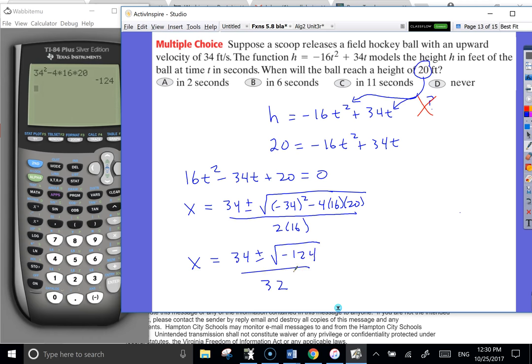So what kind of answers, if we continue solving, what kind of answers would we get? Imaginary. So, can that be the answer to when does the ball reach that height? The answer is no. So it must never reach that height. So this is imaginary. So, never.